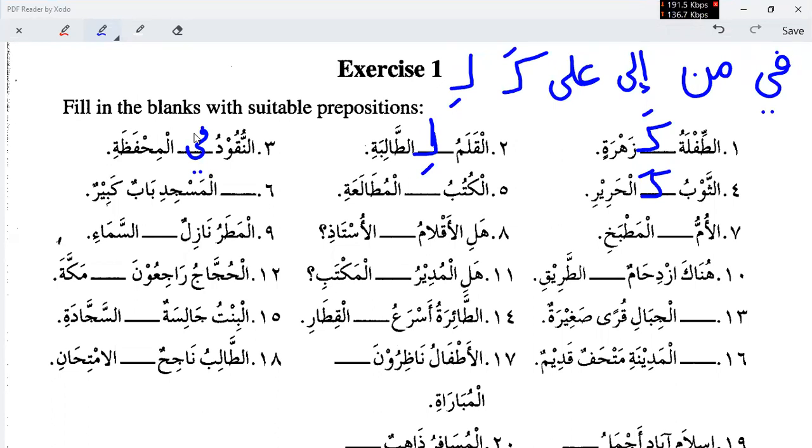Al-kutubu kal-mutala. Wrong answer. Ka means like, similar to, not belongs to. Al-kutubu lil-mutala. Yes, the books are for studies. Next.